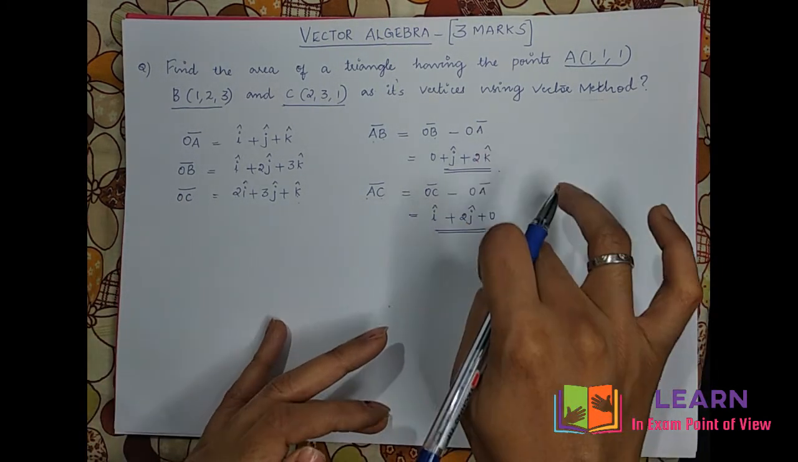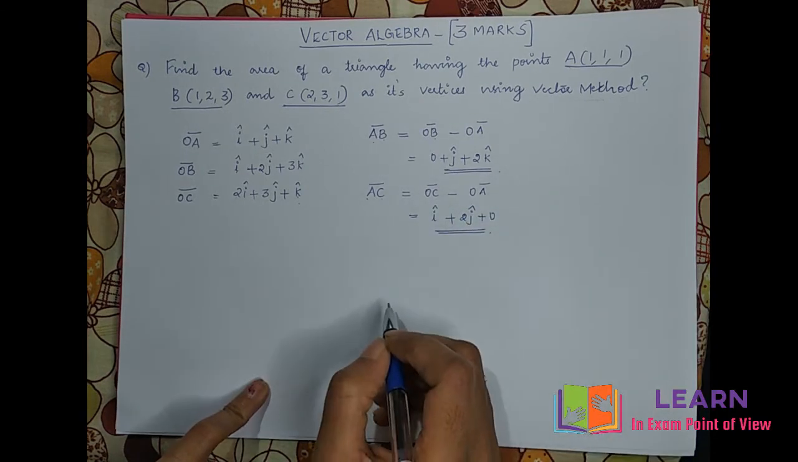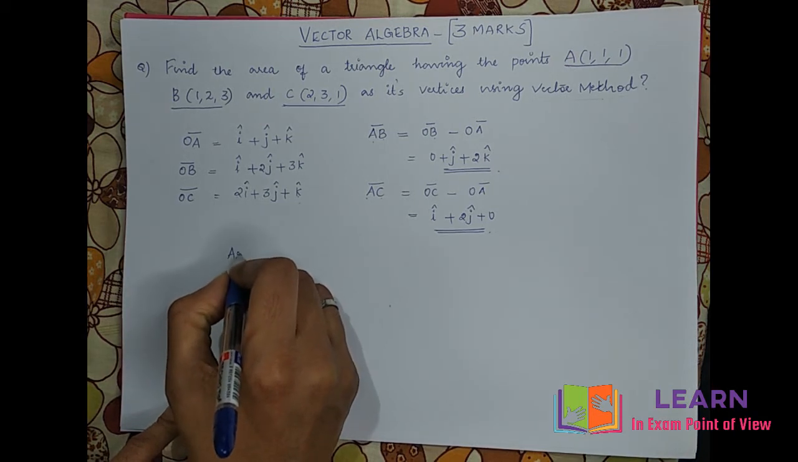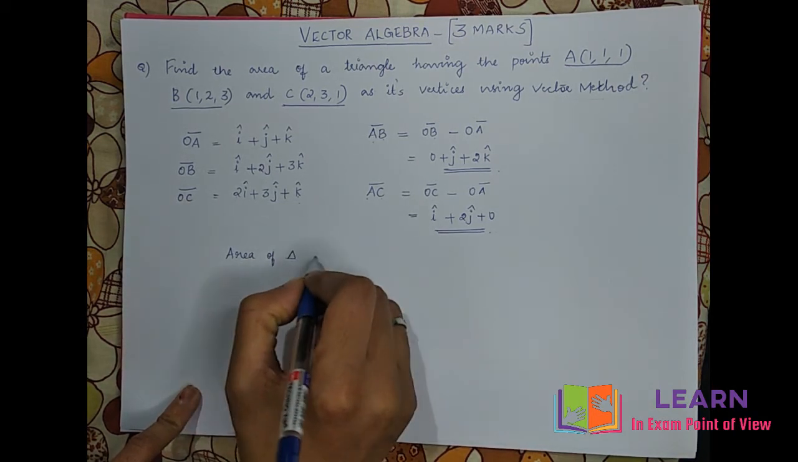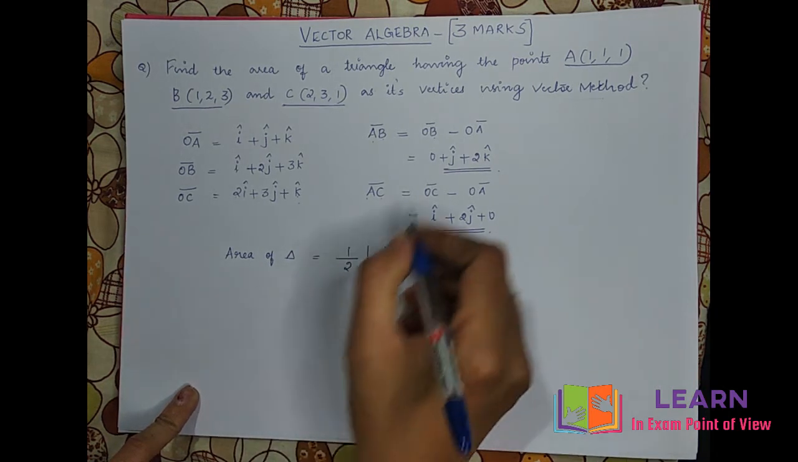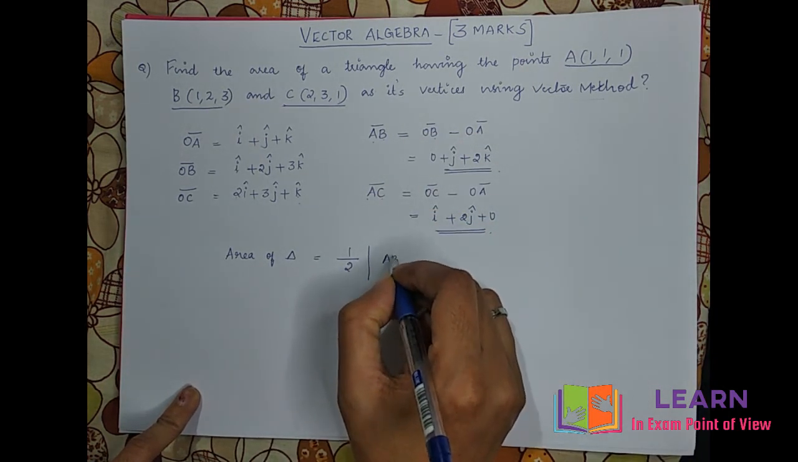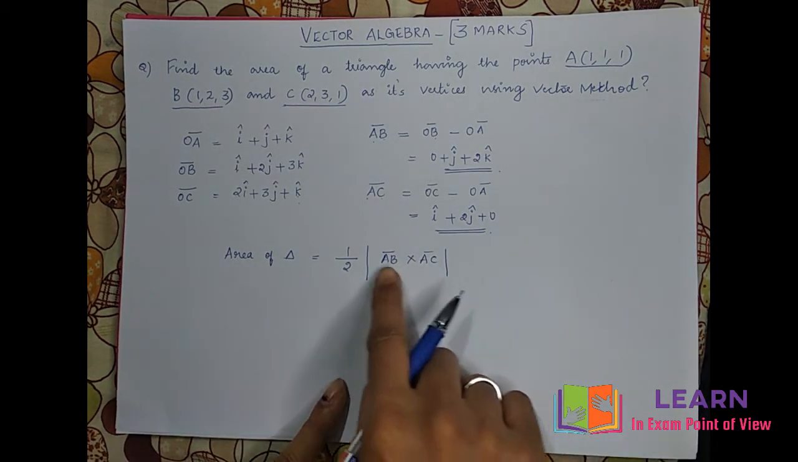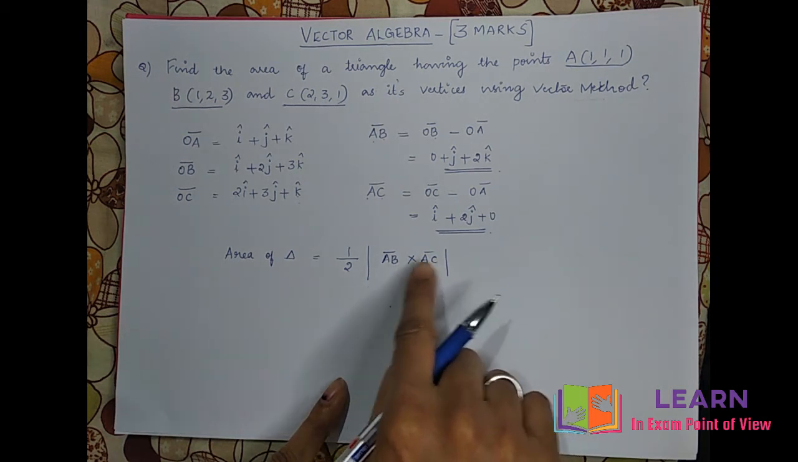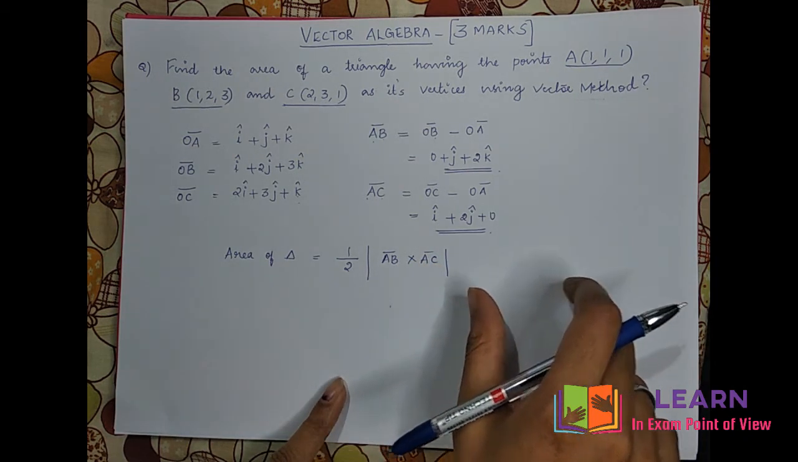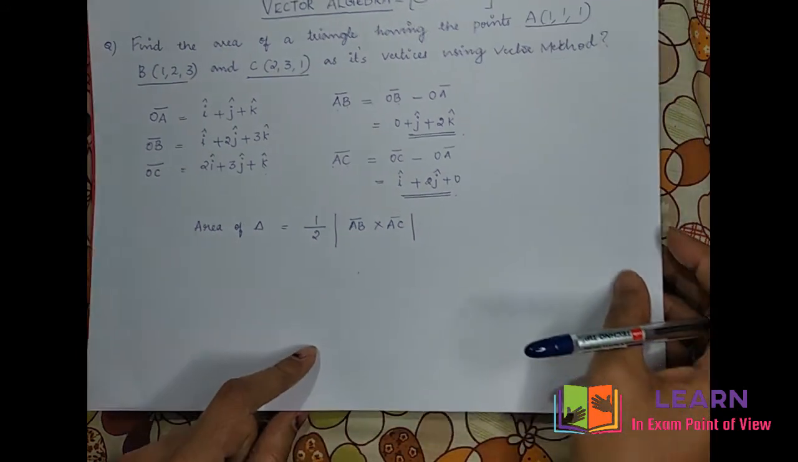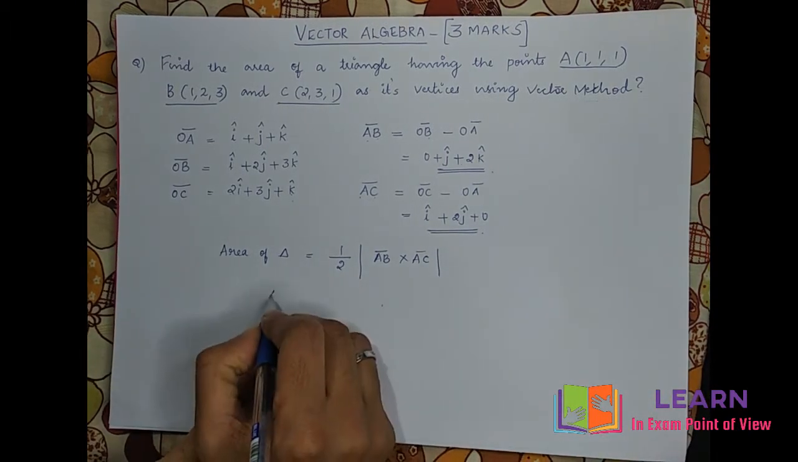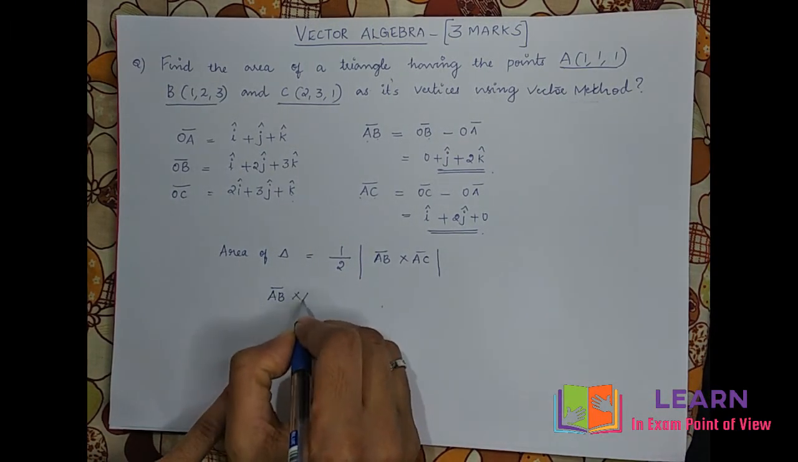Now we got 2 sides. So take the magnitude, and we have to multiply these 2 sides. So the area of a triangle can be written as half the magnitude of the cross product of these 2 vectors, that is AB cross AC. This is the formula. Fine. So we have to find the cross product. When we take the cross product, we will solve using a determinant. So first find AB cross AC.